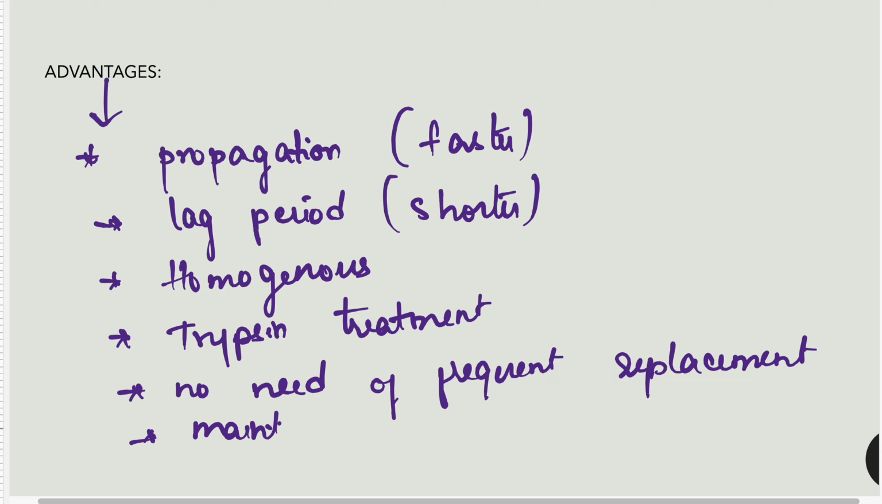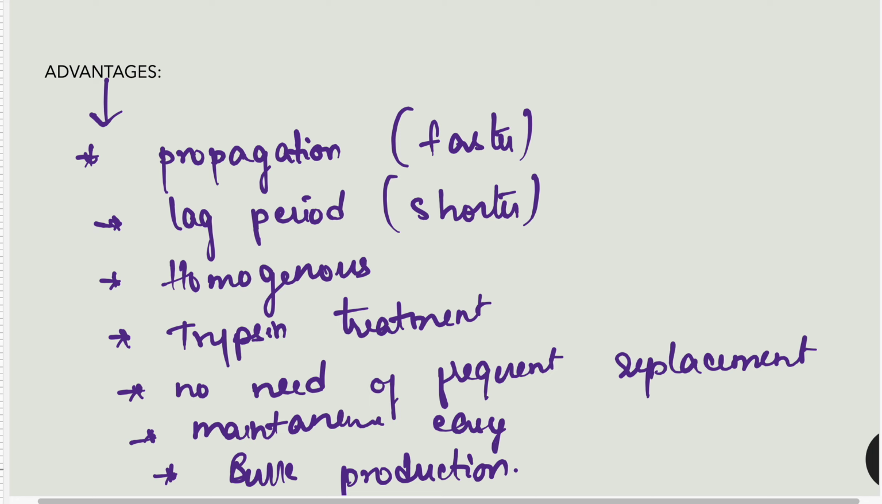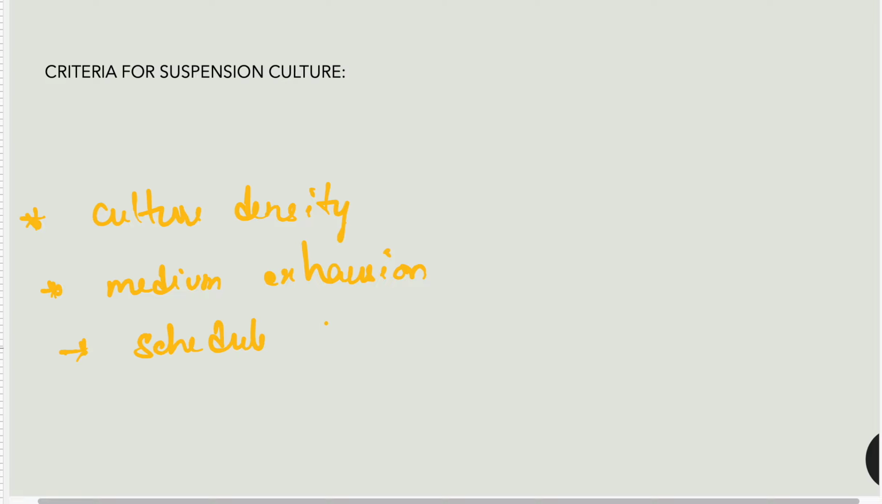Next, maintenance is also easy. Next, bulk production is achieved. So we can produce large amounts of cells. Okay. So these are the advantages. Next, the criteria for subculturing is similar to that of monolayer subculturing. The same criteria we follow: culture density, medium exhaustion, pH we consider, scheduled timings, and we also consider the purpose of subculturing.